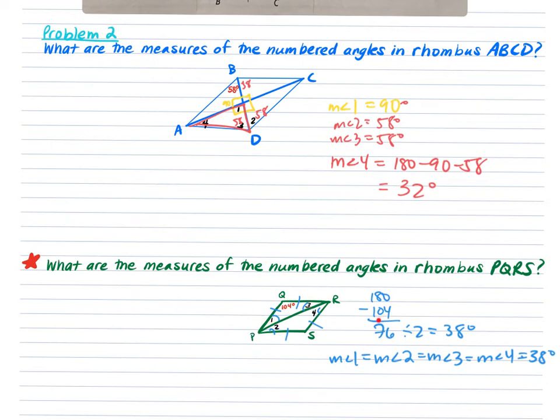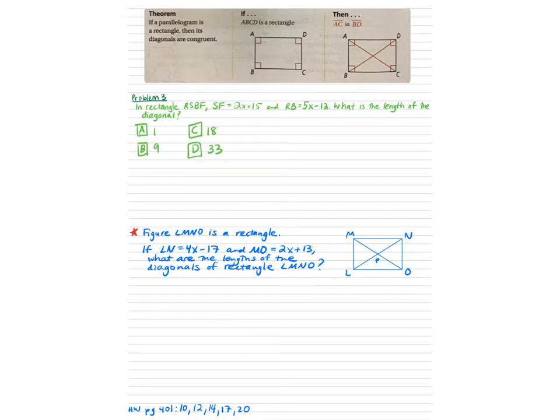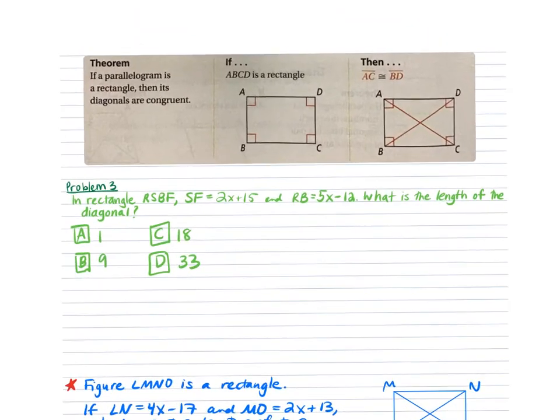So if you subtract 104 from 180, you get 76 divided by 2. It's 38, and all four are 38. Hopefully you got that. Moving on.